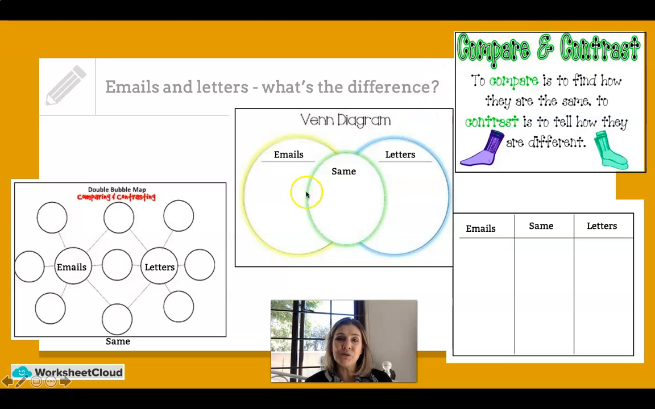So what I want you to do is just pause the video, see if you can compare or contrast the difference between an email and a letter. If you think about it, you can use a Venn diagram. This is the Venn diagram where they overlap. So this is just for emails, this is just for letters, and this is the same. Or you can do it in columns. So what only emails use, what only letters use, what are the things that they have that are the same. Or you can do what we call a double bubble map. And you can do the 3 things that are email only, the 3 things that are letters only, and then the 3 things that both letters and emails have. So pause the video, and when you come back, we'll go through it.